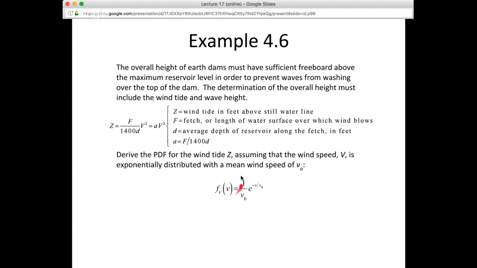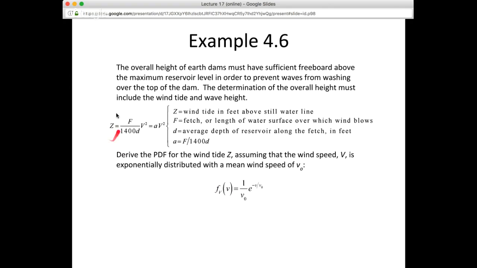Remember, the PDF has to have units of inverse v, whatever those are. And so v naught is appearing in the denominator here. And then our argument is just minus v, which is the specific realization of the wind velocity, little v, divided by that characteristic wind velocity v naught. The way to read this is that this is the PDF for the random variable for wind velocity, big V, evaluated at a specific wind velocity, little v, and given the characteristic wind velocity v naught.